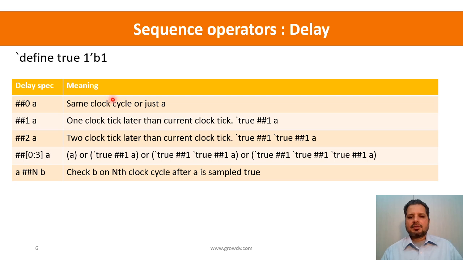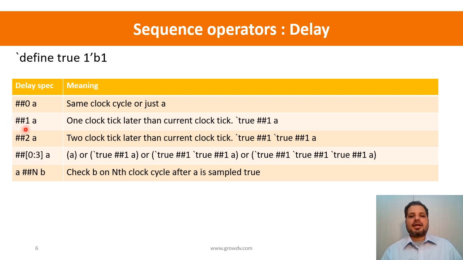Let's look at some examples of the delay, the sequence operator delay. So we have this ##0 A, which means on the same clock cycle. Whatever the point, this expression executes on the same clocking event. If A is true, then this timing expression gets satisfied. These are all timing expressions. These are not Boolean expressions anymore, because this is a delay operator, a timing operator.